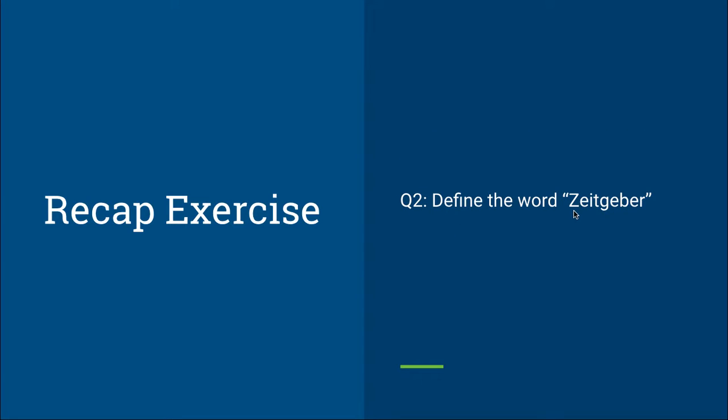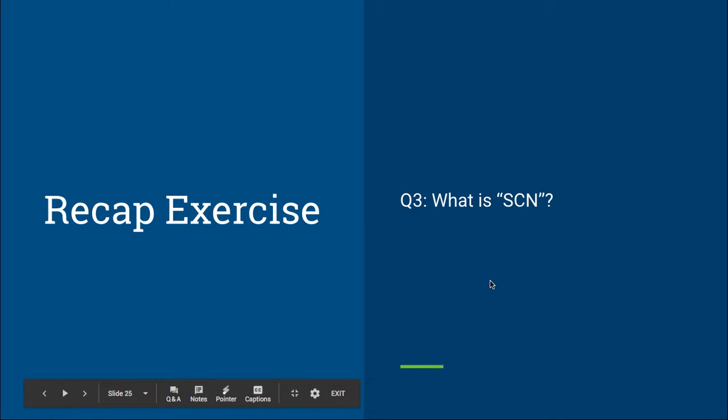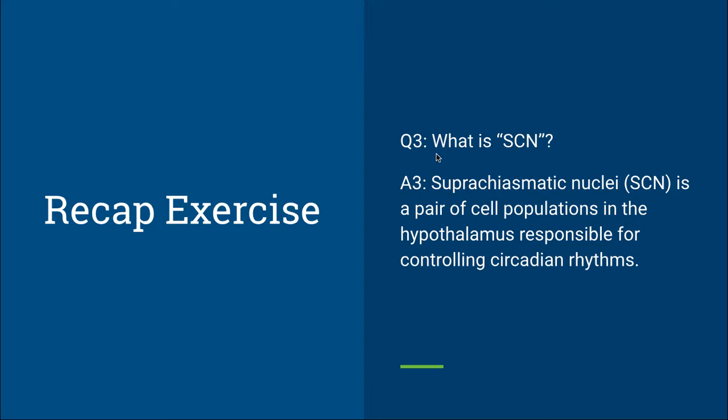And the second one, define the word Zeitgeber. So Zeitgeber is just an environmental cue such as a change in light or temperature. The third, what is SCN? SCN is a very commonly used term in circadian rhythm research. So SCN is suprachiasmatic nuclei, and it's a pair of cell populations in the hypothalamus responsible for controlling circadian rhythms.